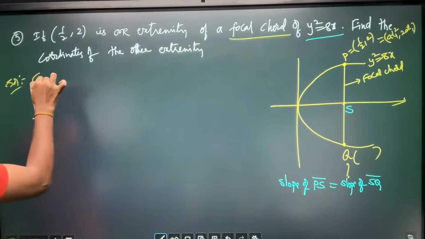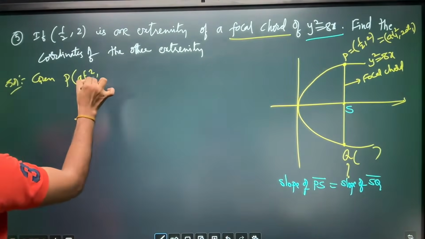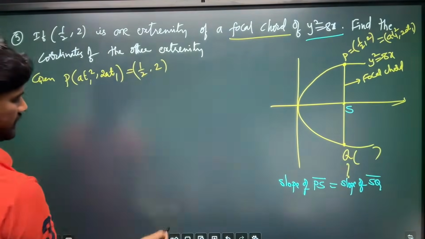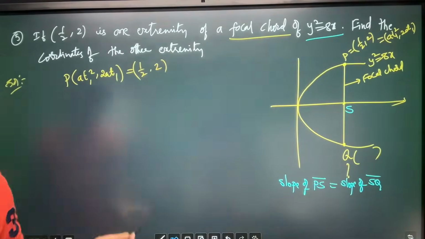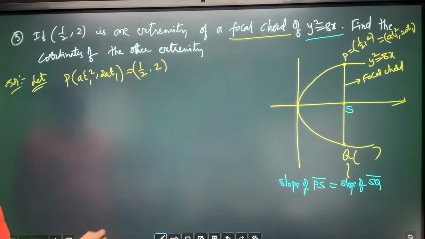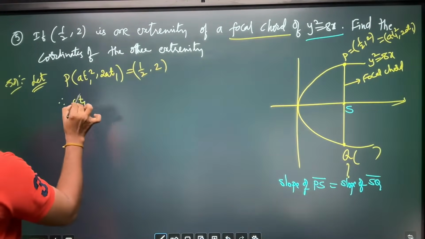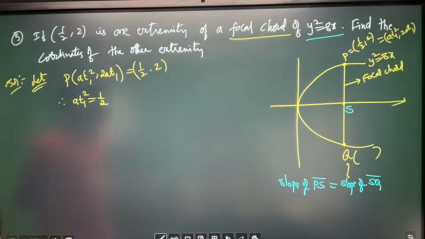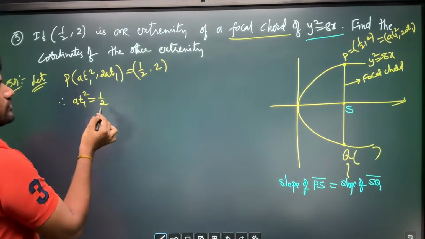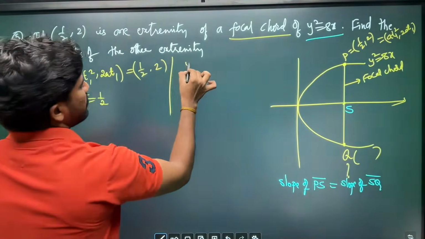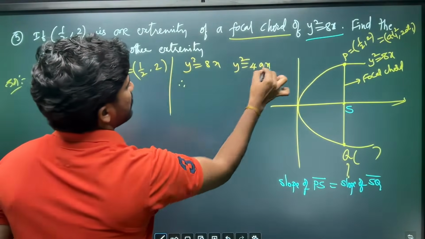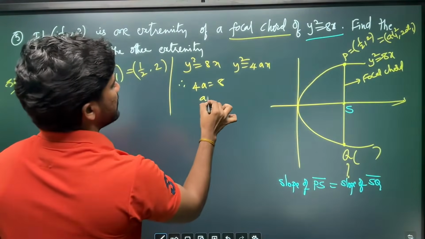So given P(at1 square, 2at1) is equal to (1/2, 2). Okay, so take it as, let capital P (at1 square, 2at1) is equal to (1/2, 2). So from this condition, at1 square is equal to 1/2. We have to find what is t1 value here. And before finding the t1 value, you need to find what is small a. So given y square is equal to 8x, therefore compare with y square is equal to 4ax. 4a is equal to 8, a is equal to 2.